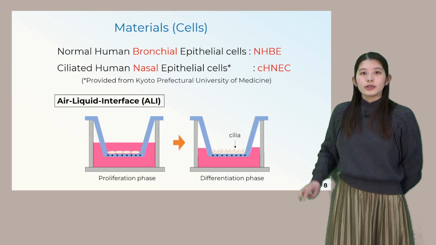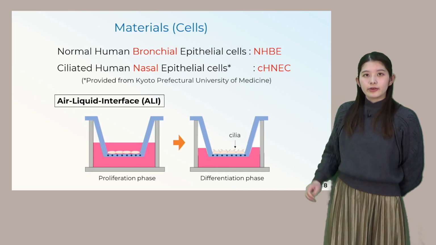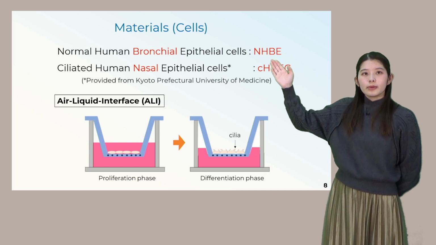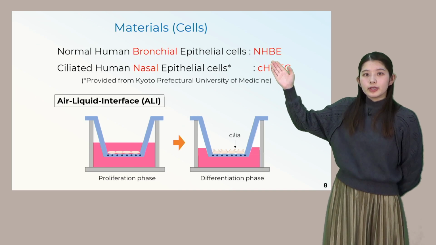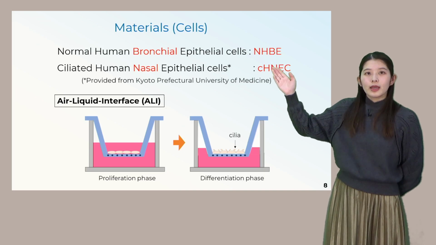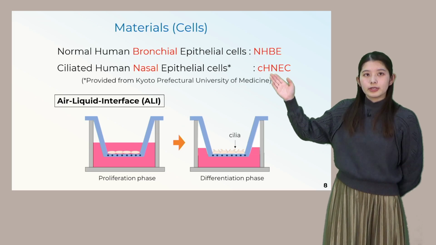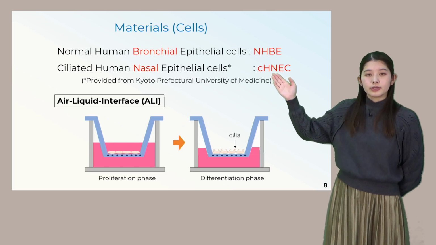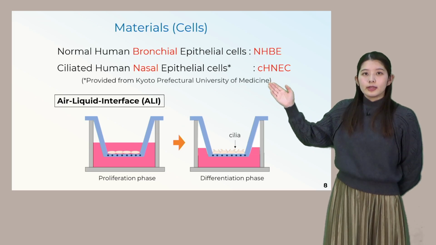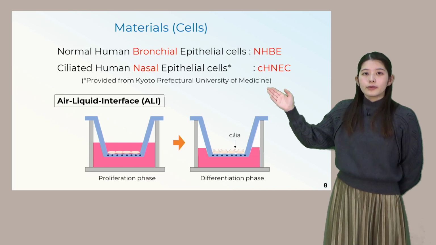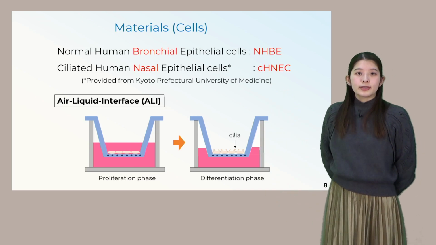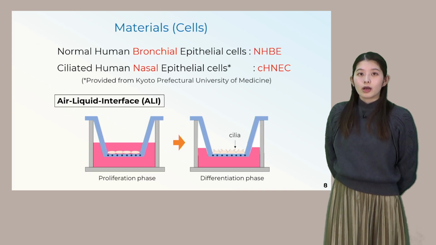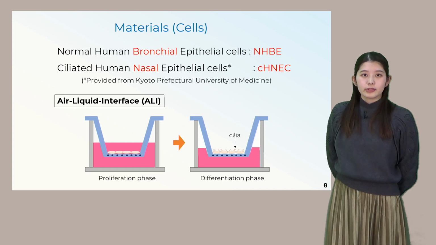In this study, I used two kinds of airway epithelial cells. First, normal human bronchial epithelial cells, NHBE. NHBE was purchased from Lonza. And next, I used ciliated human nasal epithelial cells, CHNEC. These cells were provided by Kyoto Prefectural University of Medicine. I would like to take this opportunity to say thanks to Dr. Yasuda and Dr. Okamoto for providing us the cells.